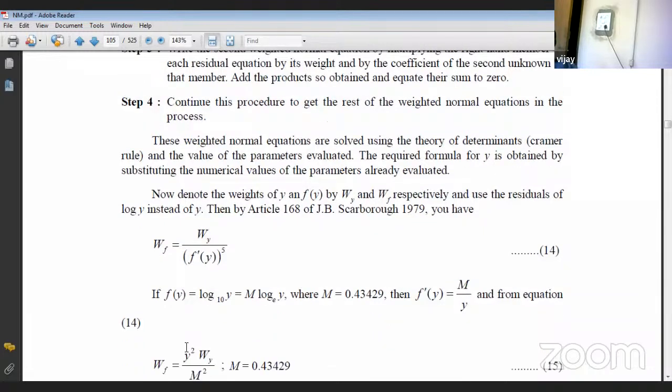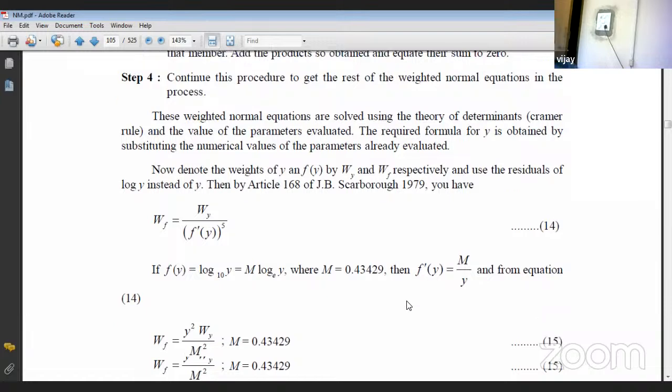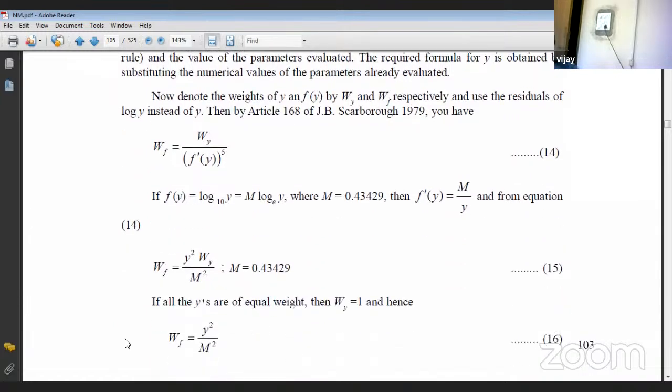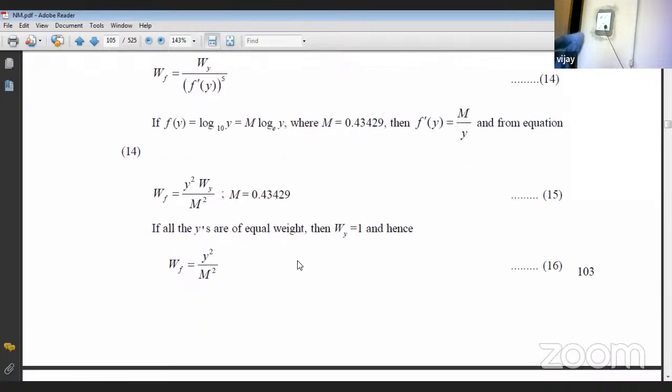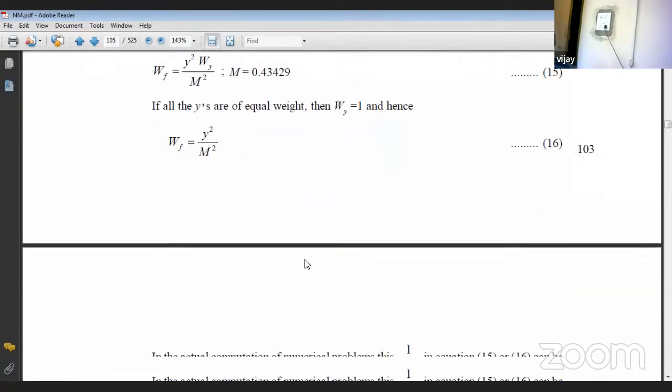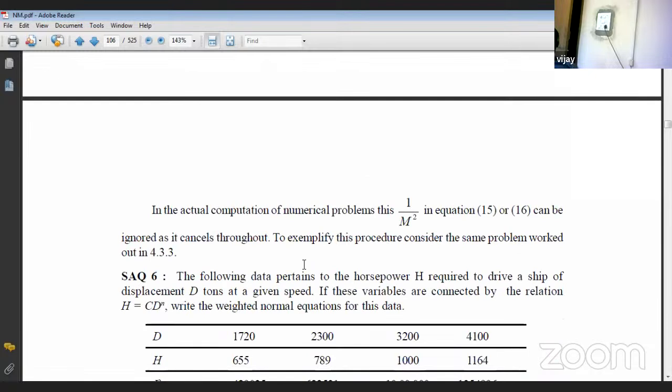F of log y, log 10 point, where y is equal to 0.34 and the dash y is equal to y. Hence here w is equal to y square. The actual computation of numerical problems uses the square equation here, equations 15 and 16.